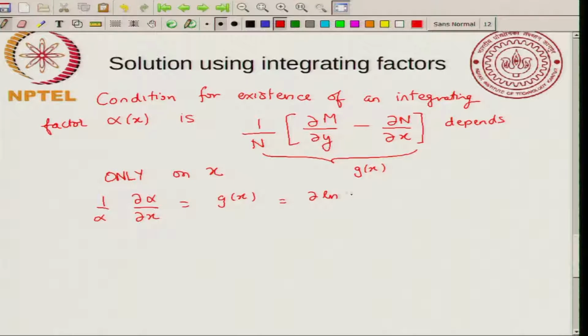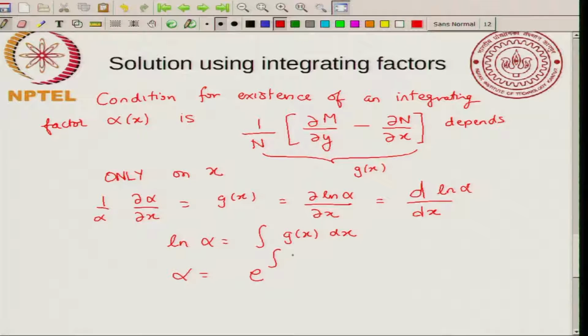So, this is ∂ ln α/∂x. Derivative of natural log of alpha will give me (1/α) ∂α/∂x. I should write this as a regular differential because alpha depends only on x. This whole equation has only one variable x, there is no y in this equation, and I can integrate this. So, I can write ln α is equal to the integral of g of x dx, and I can write α is equal to e raised to the integral of g of x dx. So, this is my integrating factor that depends only on x. Okay. So, I can find this integrating factor that depends only on x.